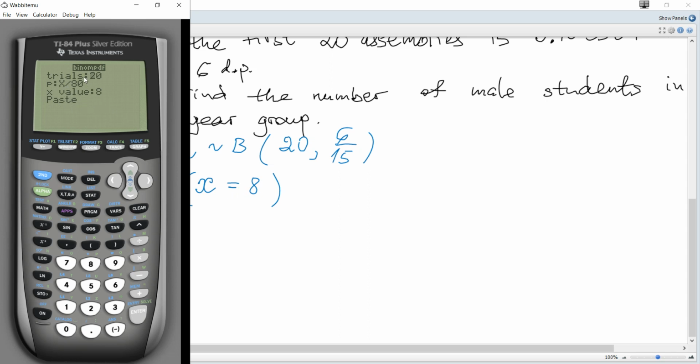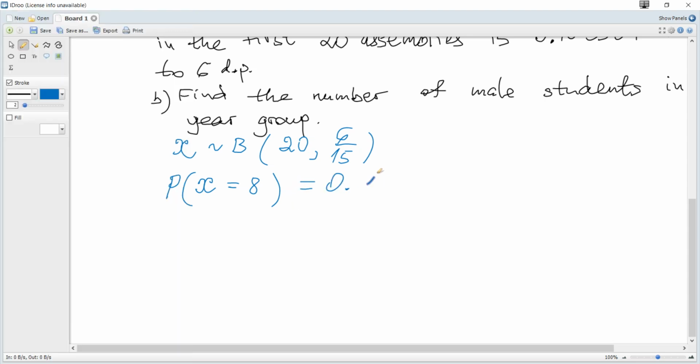So the number of trials is 20, probability is 6 divided by 15, and x is 8, and just enter, and we get the required answer. It's 0.180 to 3 significant figures.